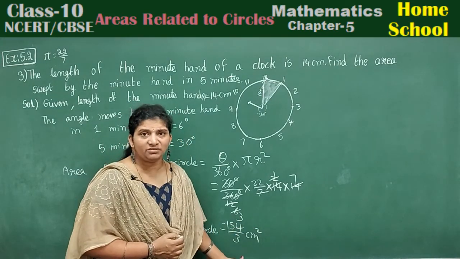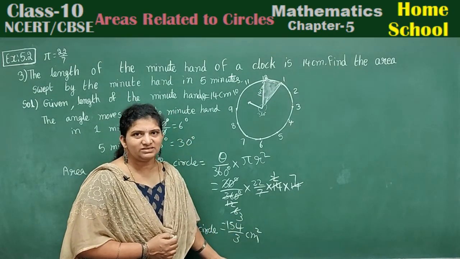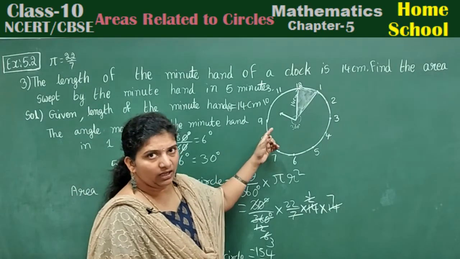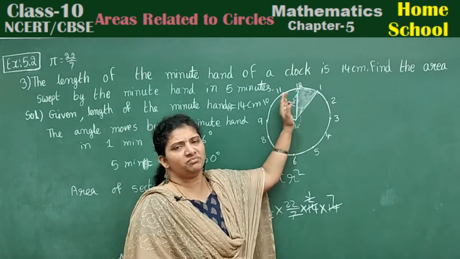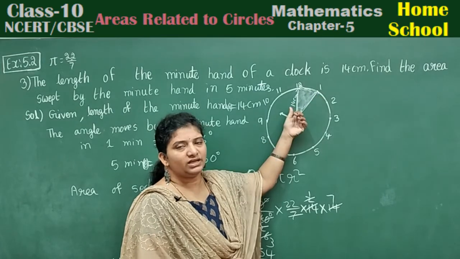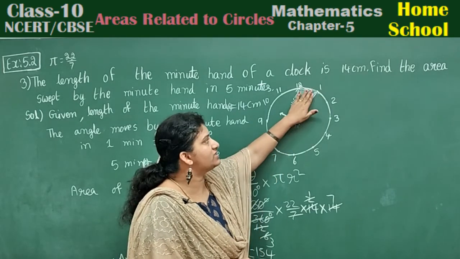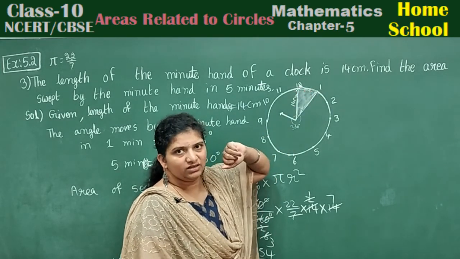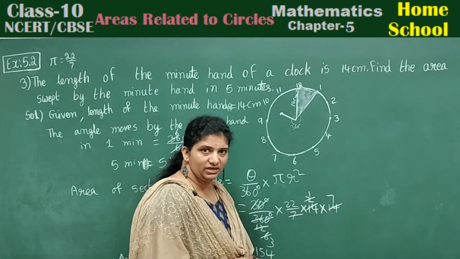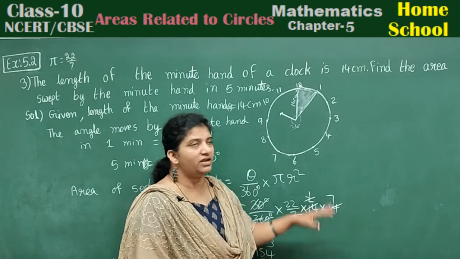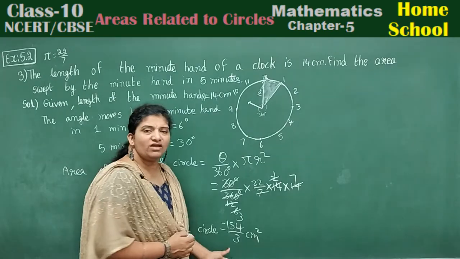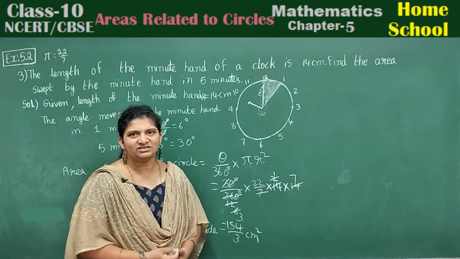Area is always centimeter square, right? Is this clear? In a wall clock, when a minute hand sweeps 5 minutes, the angle will be 30 degrees. And what is the area asked? The area swept by the minute hand in 5 minutes is equal to 154 by 3 centimeters square.